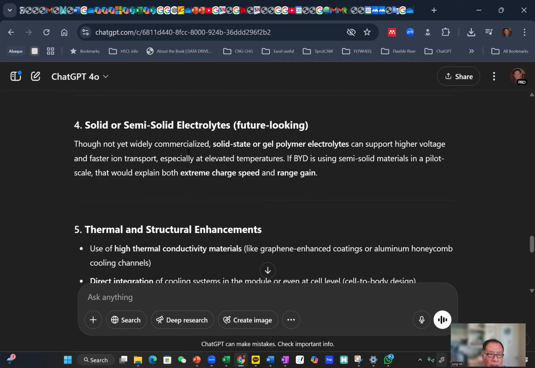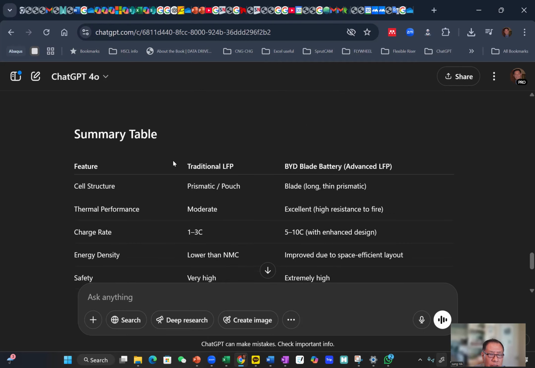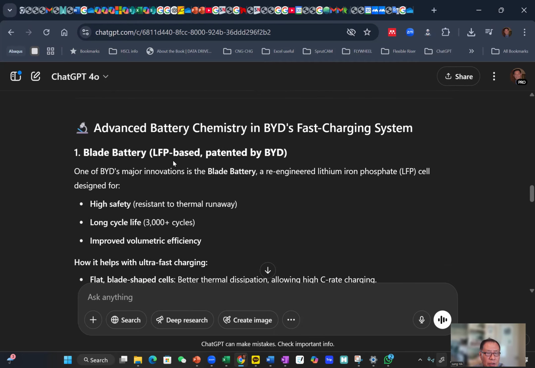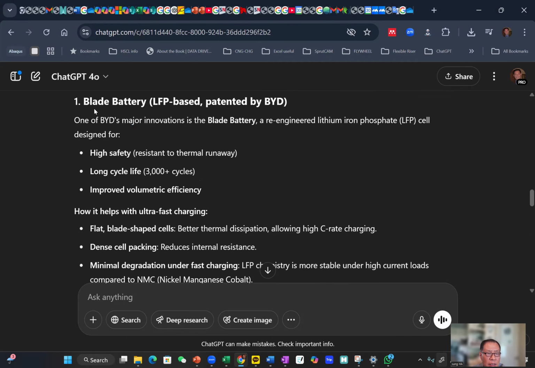Solid or semi-solid electrolyte, while the regular battery has a liquid type electrolyte, but this is a solid electrolyte, with thermal structures and so on. Well, I can see that there are some technologies being guessed. I mean, not the full technology has been released.